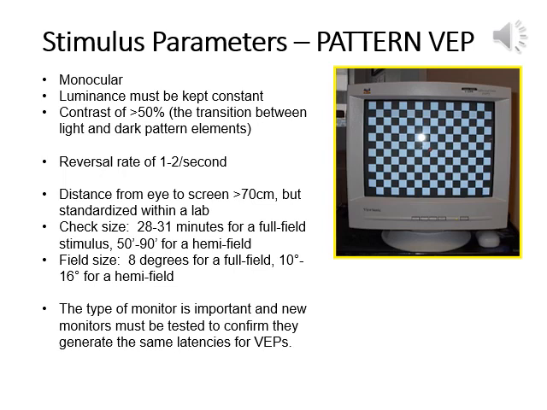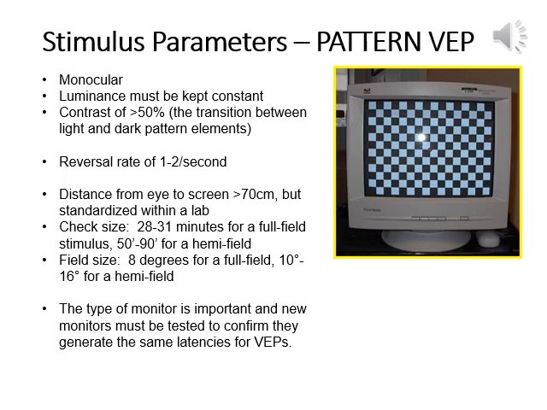Now the check size must also be standardized, and so for a full field recording, the check size is 28 to 31 minutes wide. The whole field size, that is the entire space of the monitor, must be 8 degrees for a full field and 10 to 16 degrees for a hemi-field.